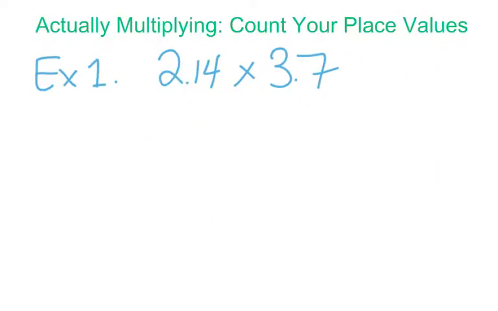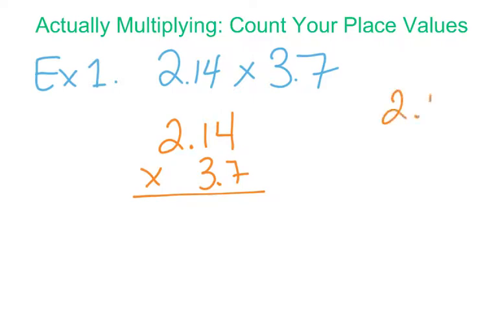Alright, so when we are actually multiplying, we're going to set it up like a traditional multiplication problem. If this was 214 times 37, that's how I'd write it. So you notice that when we add and subtract decimals, we have to make sure that our decimal points line up on top of each other, and we're really careful about place value. That is not true here.